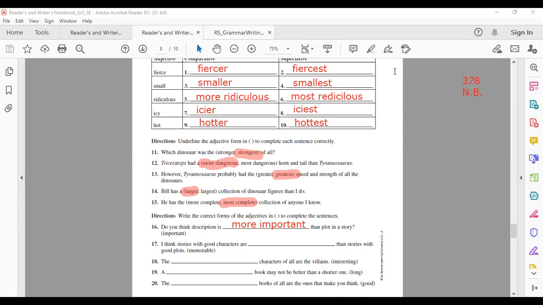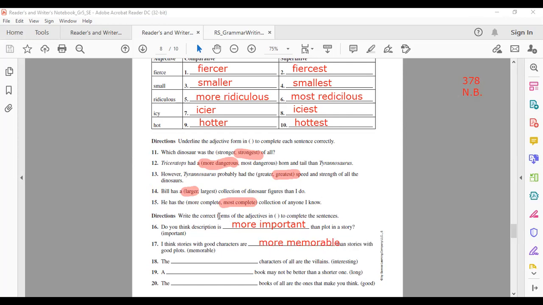Number 17, Feiruz, again. I think stories with good characters are than stories with good plots. Memorable. More, are more. Yes, more memorable.